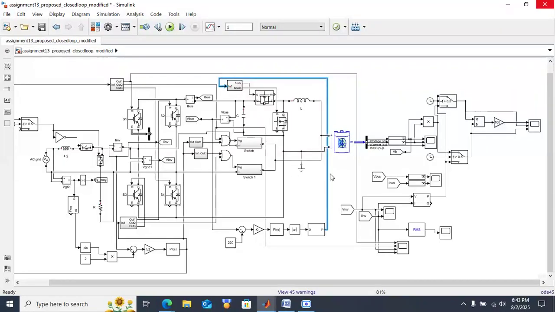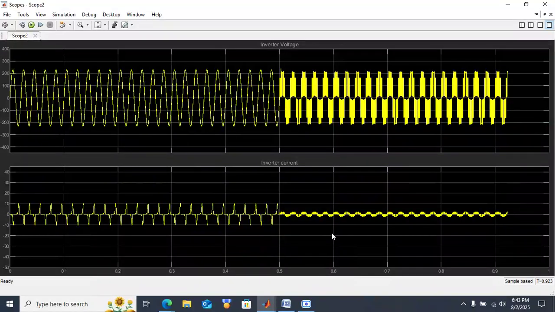Here if you see the outputs, inverter voltage and inverter current: until 0.5 seconds the grid is providing power and the battery will be charging. After 0.5 seconds the grid will be disconnected, so the battery will provide the supply to the load. Here is a 5-level operation, where 160 volts is the battery voltage. If it goes higher than that, the boost operation takes place. Until then it is provided directly.